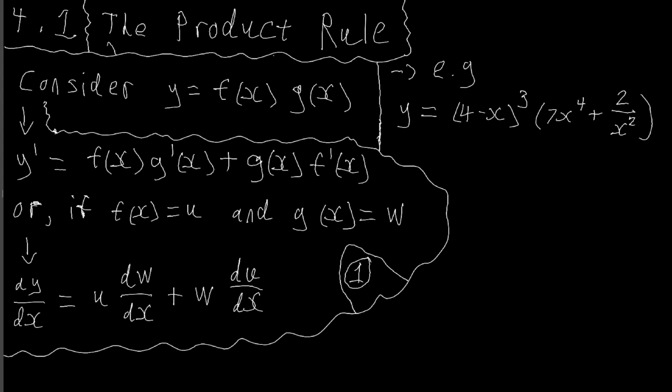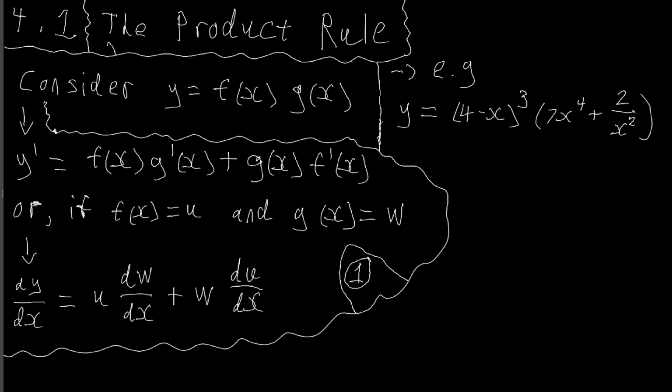Now the product rule is used to differentiate functions which in and of themselves are a product of two separate functions. So we'll consider a function y is equal to f of x times g of x. You can consider f of x to be equal to u and g of x to be equal to w if that's something that makes you feel more comfortable.